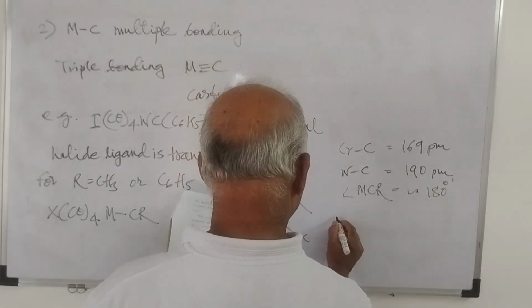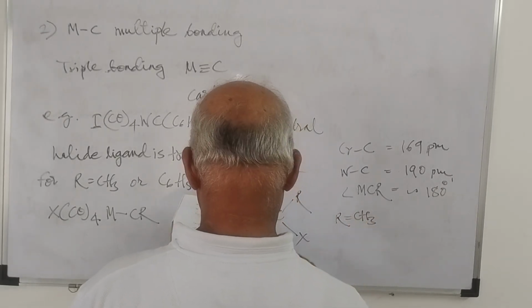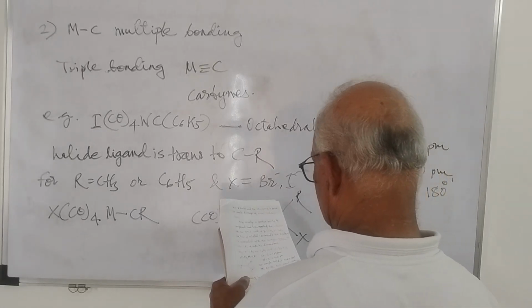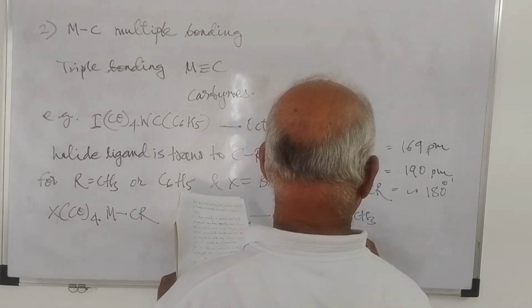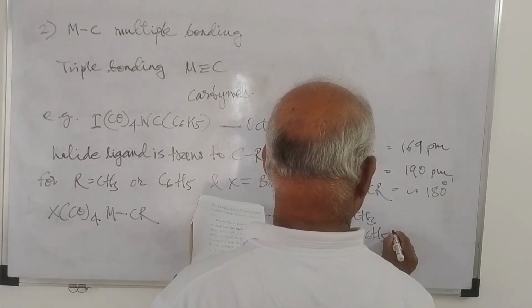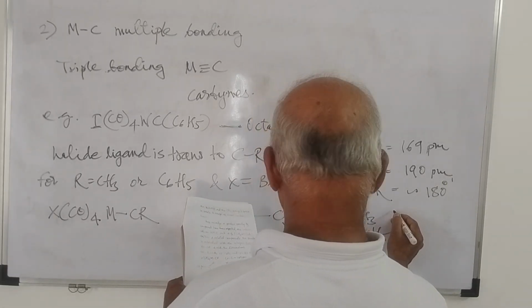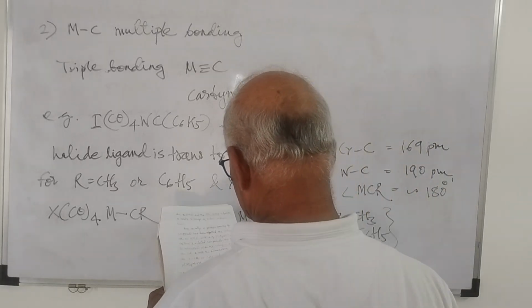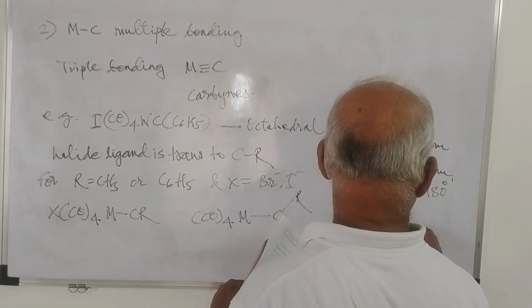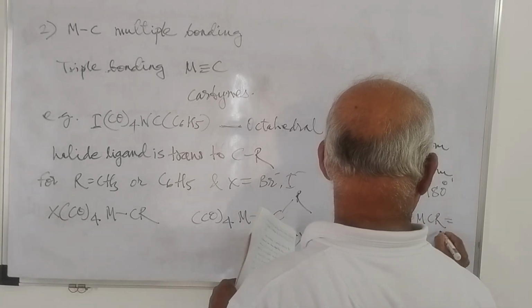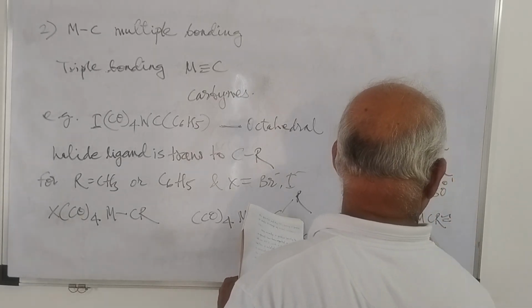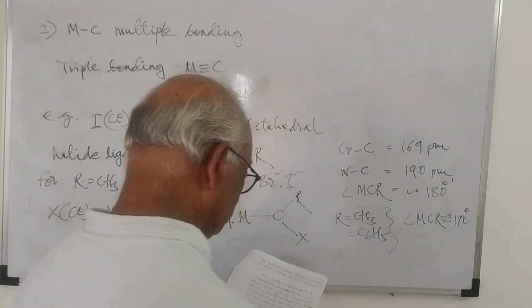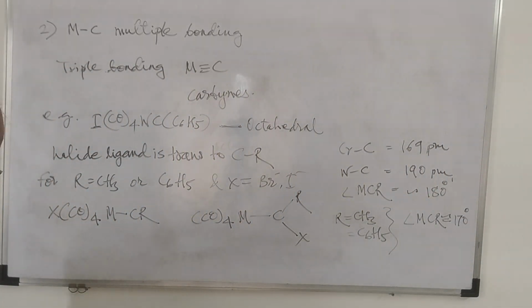And if we consider R as CH3 and C6H5, here this angle metal carbon R is about 170 degrees. So this bond is expressed as an overlap.